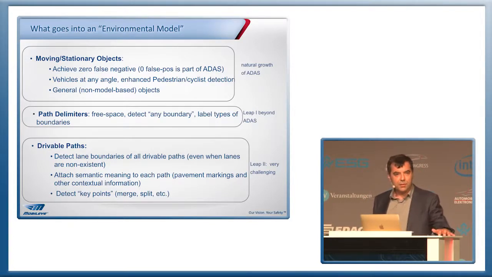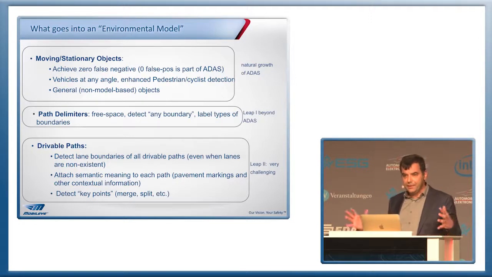The second element, path delimiters, is about detecting the free space where the host car can move, detecting any boundary. A boundary could be a curb, a guardrail, a row of parked cars, any boundary, and labeling the type of boundaries. I would say that this is the first leap beyond ADAS, but even that is not quite correct. Euro NCAP 2018, 2020 talk about specifications of any boundary, even though they're a bit vague about what they mean by any boundary, but clearly it's moving towards being able to infer path delimiters as part of ADAS, part of driving assist. But this is one leap beyond where we are today with driving assist.